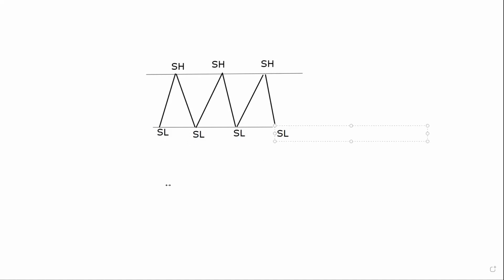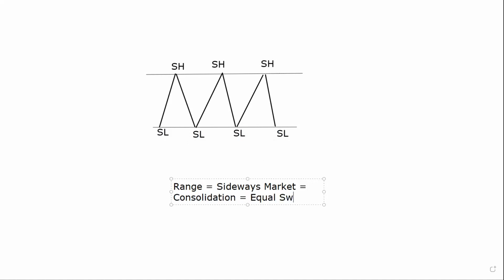So in a range, we call it a range, or we also call it a sideways market, or we can also call it consolidation, whatever you like. These are the different names of the same thing. Consolidation. We have equal swing highs and equal swing lows.